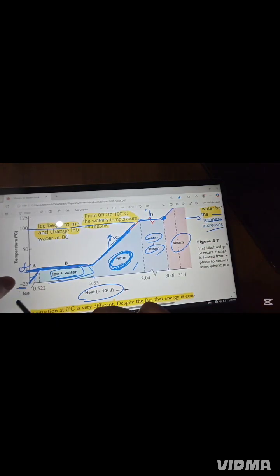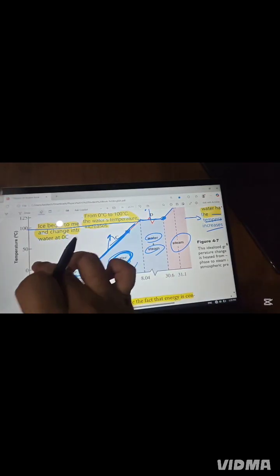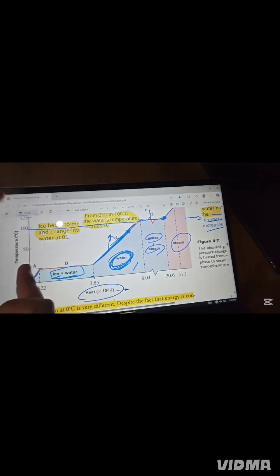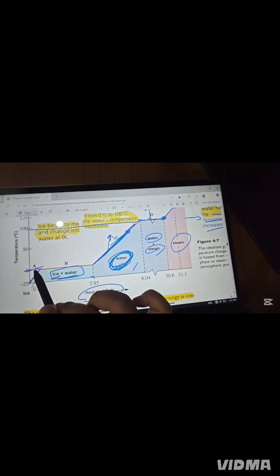We give them energy, and the temperature is going to increase until it reaches 0 Celsius. Ice begins to melt and change into water at 0 Celsius. At first it was freezing, at negative 25 Celsius, but we are giving energy. The temperature is going to increase until it reaches 0 Celsius here.